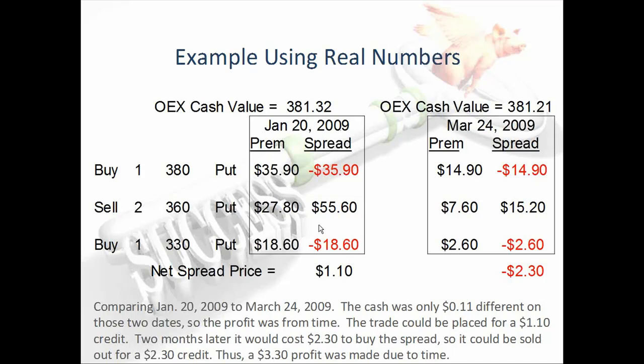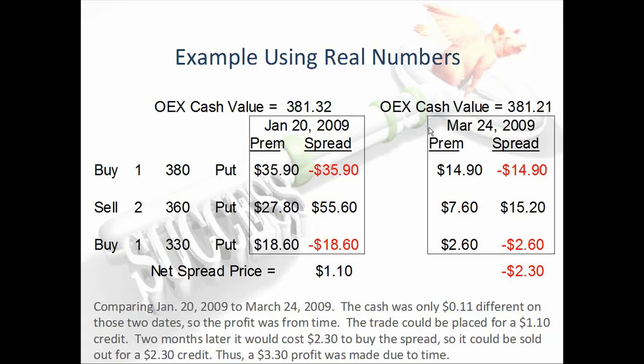What you'll see is on January 20th, 2009, we can go out and buy the 380 put for $35.90. We can sell twice as many 360 puts at $27.80, which is $55.60. And we're selling them, so we're taking money in, and we buy one of the 330 puts for $18.60. Now that comes out to be a $1.10 credit. In other words, we could put this broken wing butterfly on for a $1.10 credit.